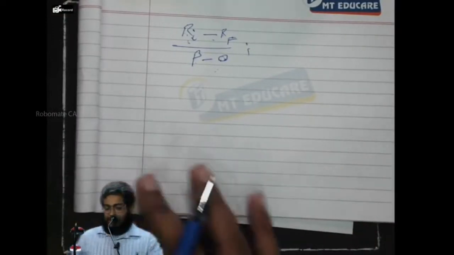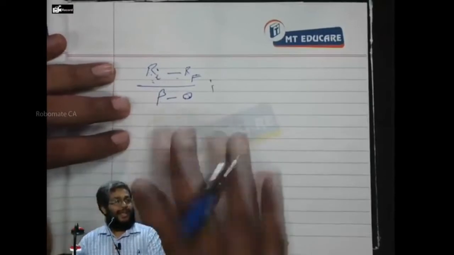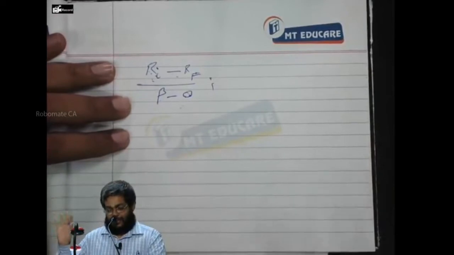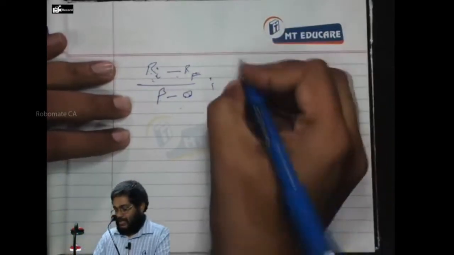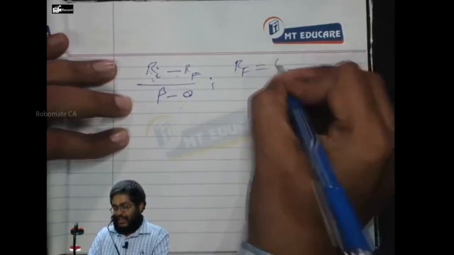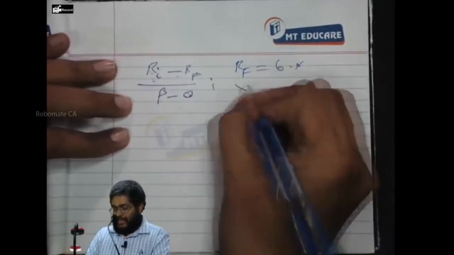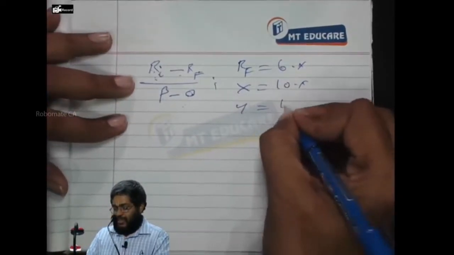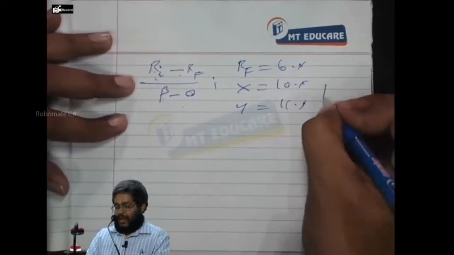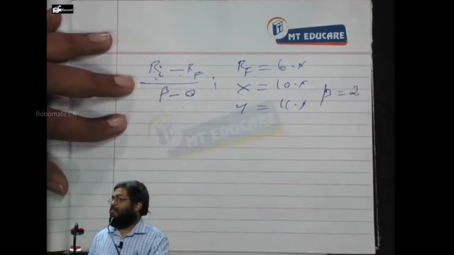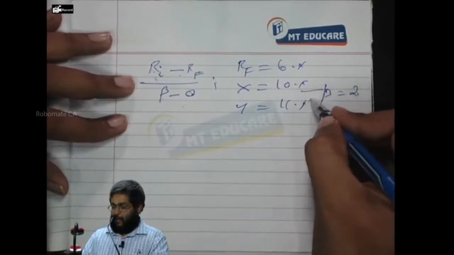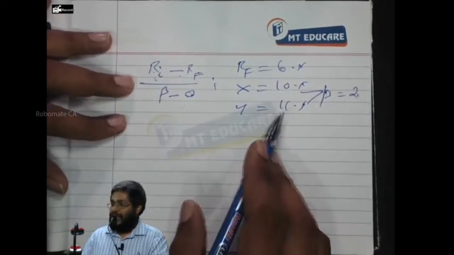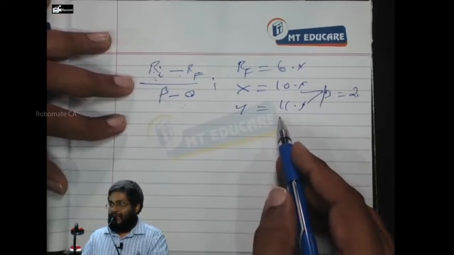I'll give an example. Suppose the risk-free return is 6%. There is a security X which gives 10%, and a security Y which gives 11%. Both have a beta of 2. Same risk. Tell me which is better, X or Y? Y. For the same beta, Y is giving 11 and X is giving 10.